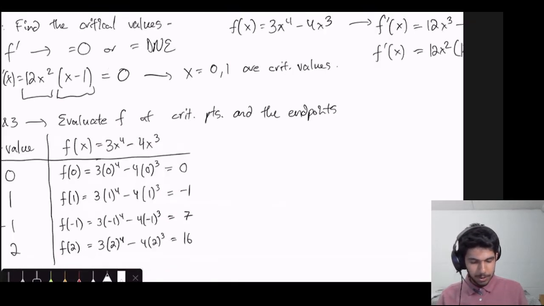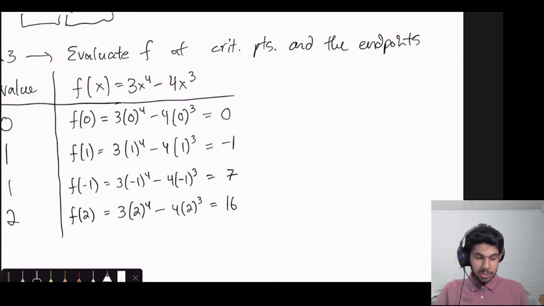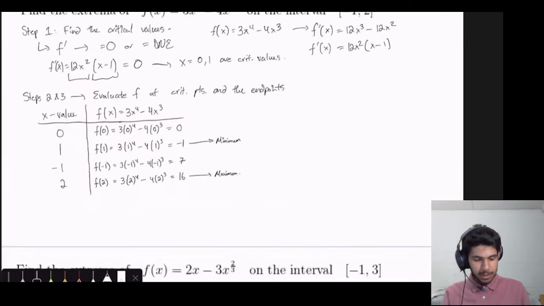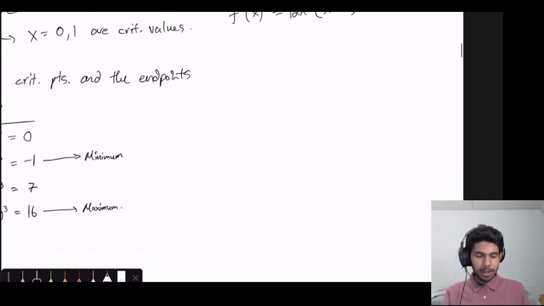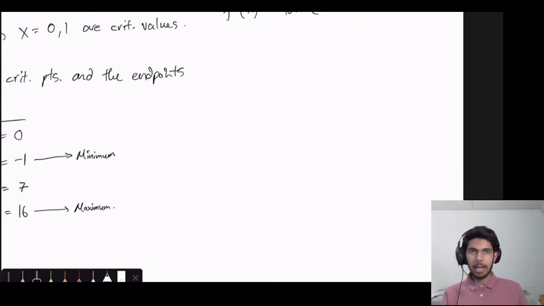So when we look at this chart, we just look for the lowest value and the highest value. So the lowest value is -1, so this tells us this is a minimum. And the highest value is 16, which tells us that that is a maximum. So that basically concludes the problem, but I always like to write it out in words, so that whoever is viewing my solution knows exactly what I'm doing.